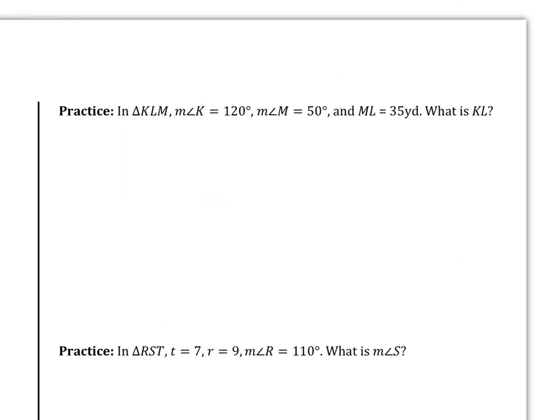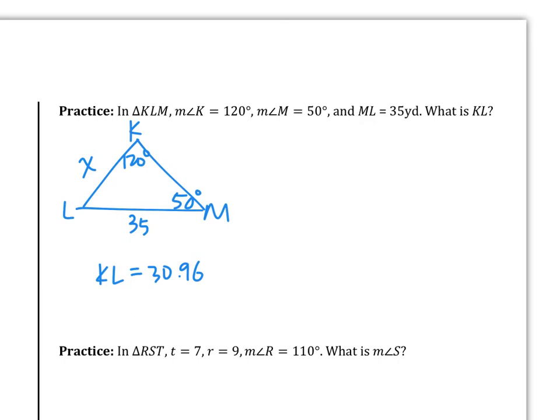All right, now is time for you to practice. So triangle KLM. Measurement K is 120. Oh, I drew an acute angle again. Measurement M is 50. ML is 35. What is KL? All right, so this is a perfect law of sine setup. So go ahead and figure out the answer. Come back and check your answer. All right, side KL is 30.96.